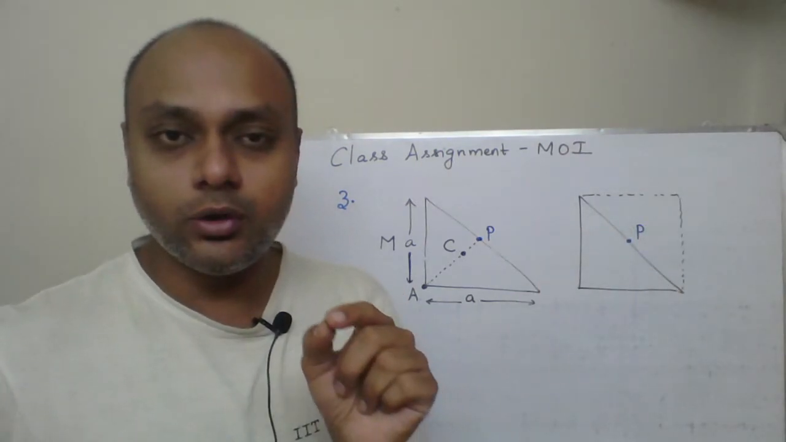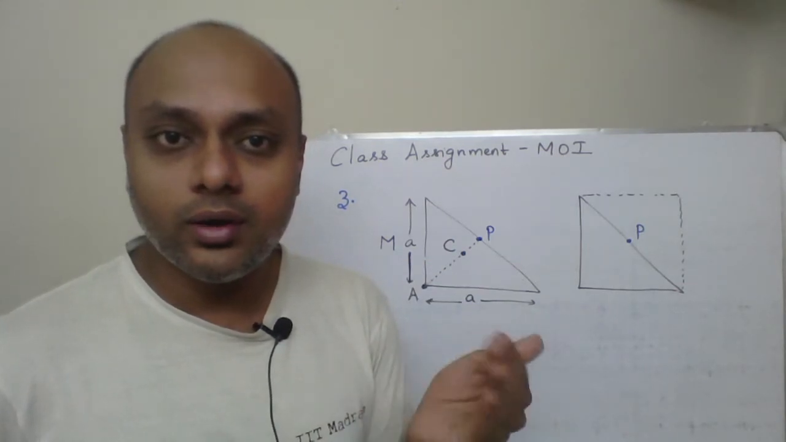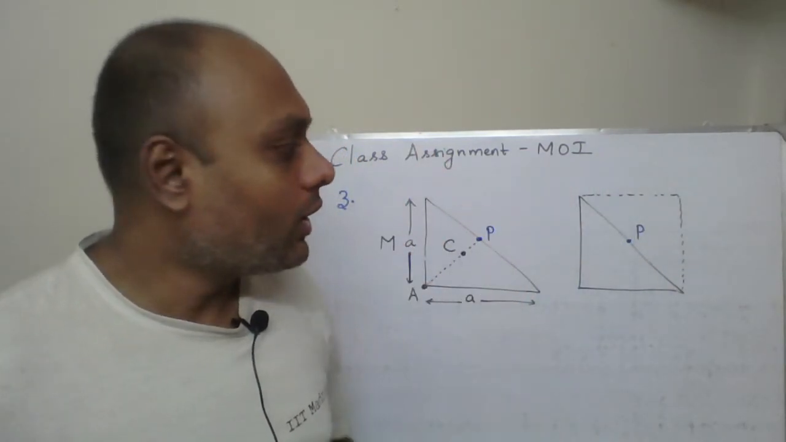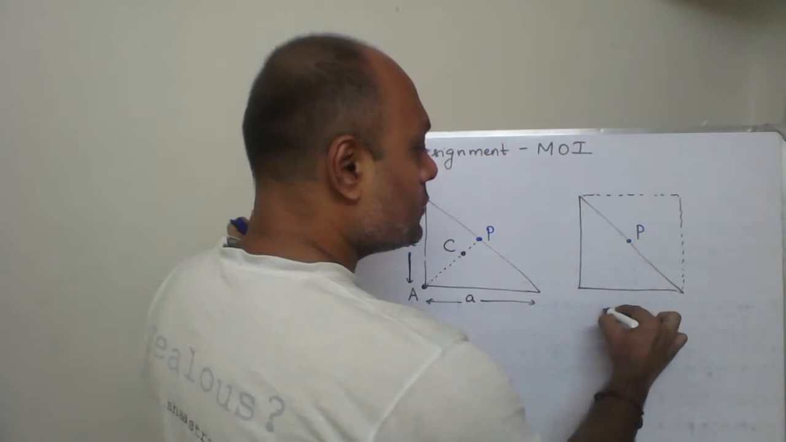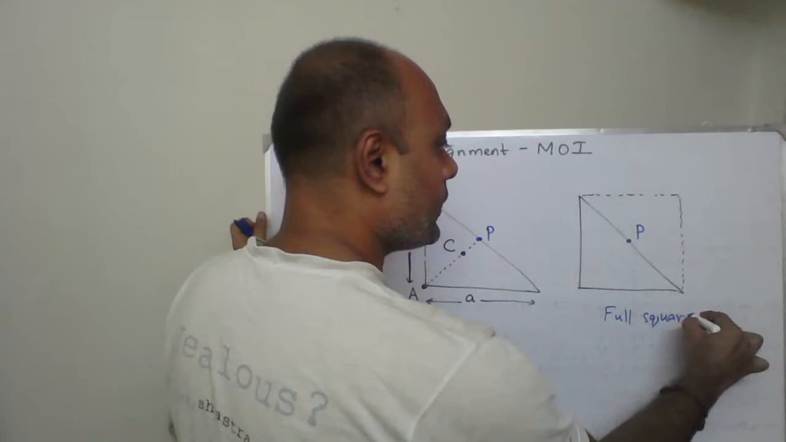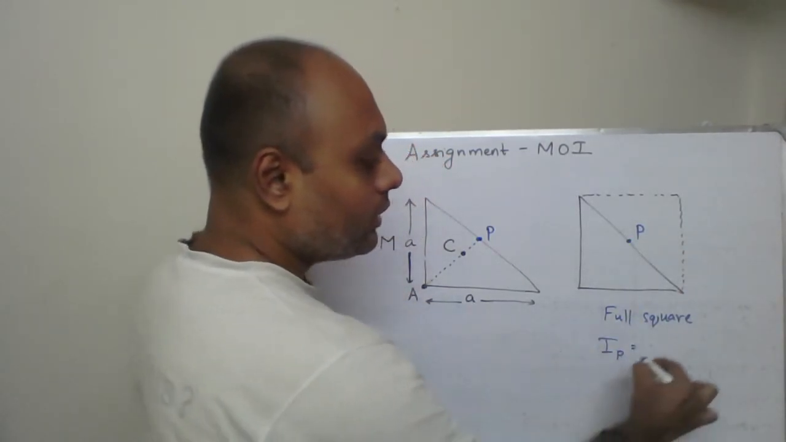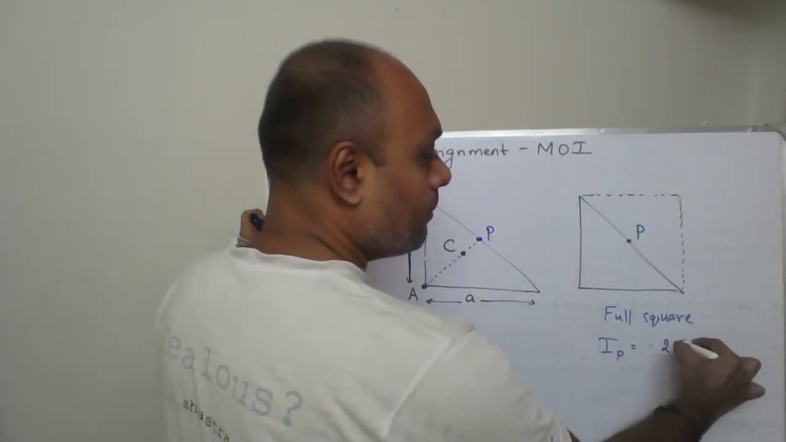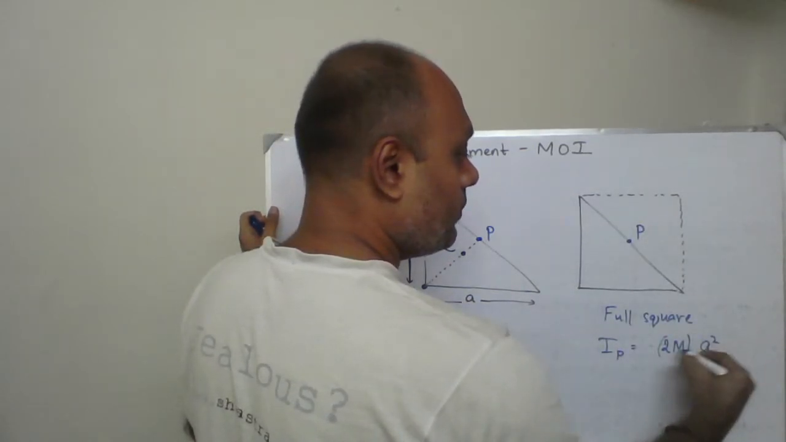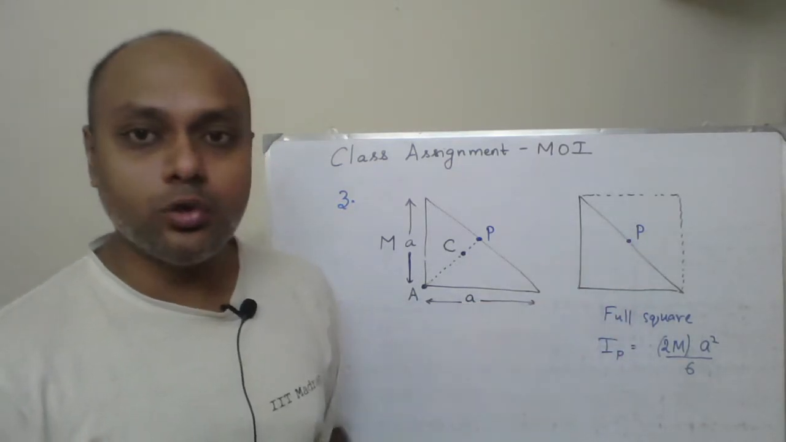So note all these things, because what is the mass of the object that you are considering is very important while you are working with moment of inertia expressions. So now the full square has mass 2m, and side of the full square will become a. So for the full square, moment of inertia about axis passing through point P will be mass of that square, which is 2m. Side of the square is a. All these sides will become a. So 2m a square by 6. That will be moment of inertia for the full square about axis passing through point P.